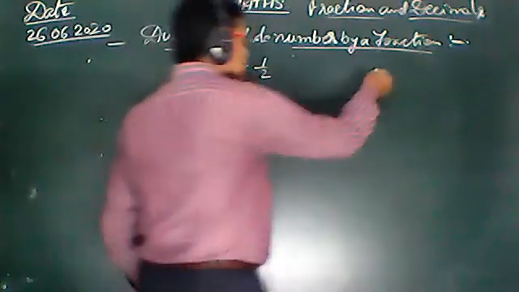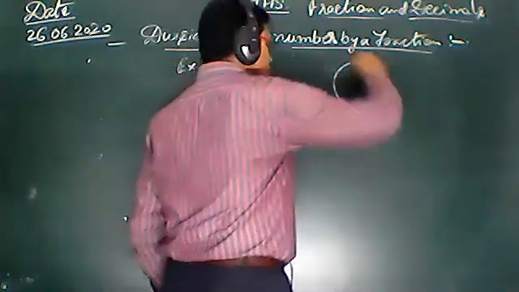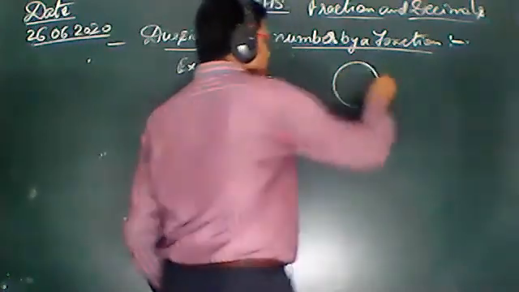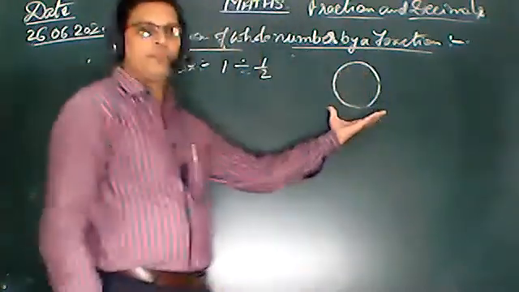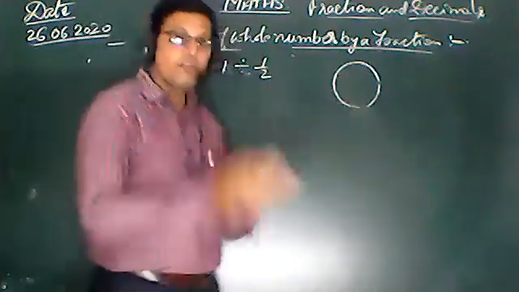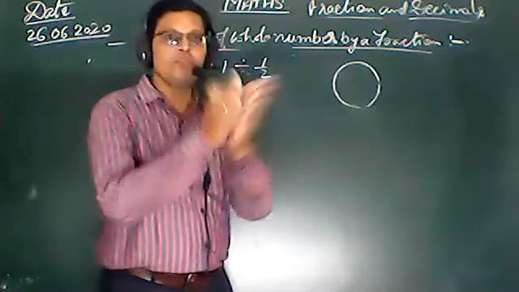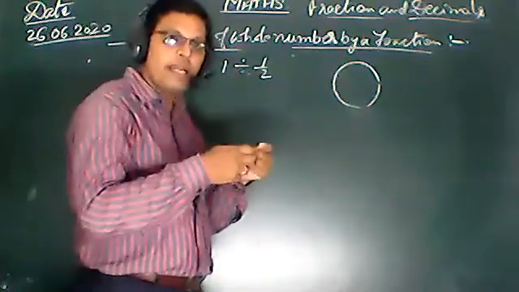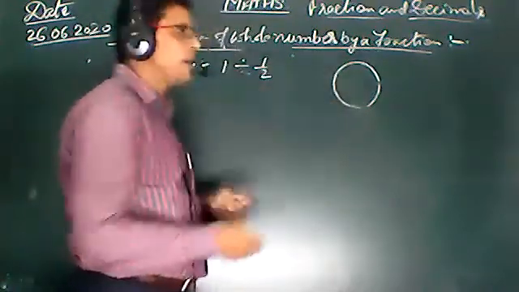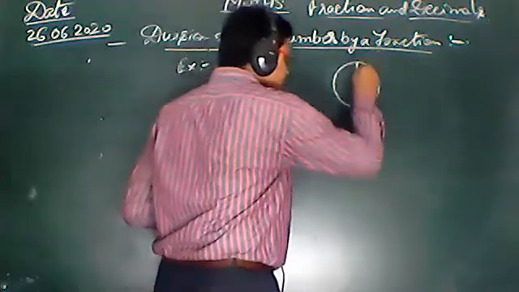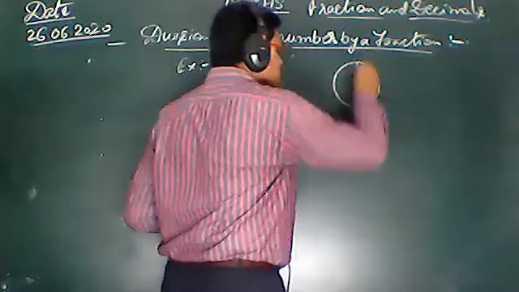Let's suppose this is the circle. This is the one circle, and this is the whole part. And 1, that is the one circle. Divide, that means you convert half part, half. 1 divided 1 by 2, and 1 by 2 shows half part. And that means you cut the circle into equal parts.